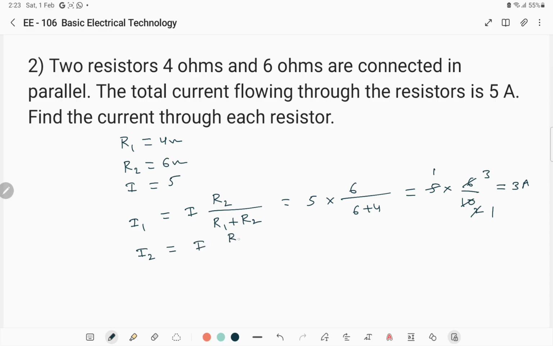Let's use current division also. I into opposite arm resistor R1 by total resistance R1 plus R2. 5 into 4 by 6 plus 4, 10. So 2 ampere.